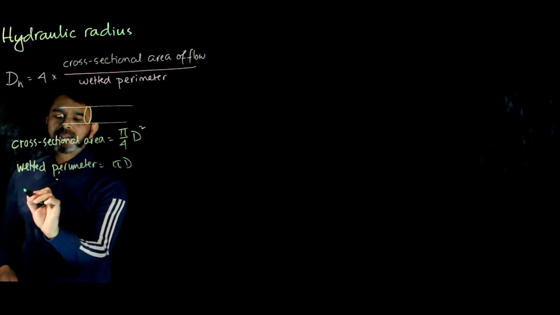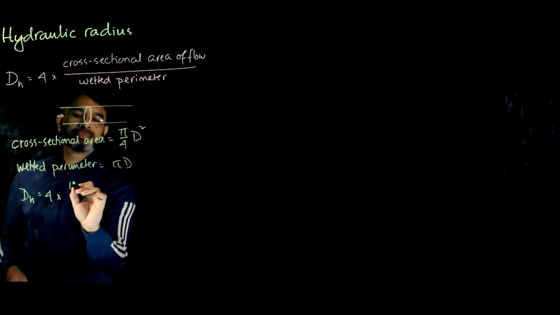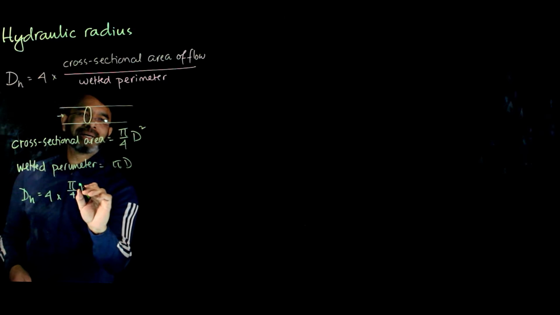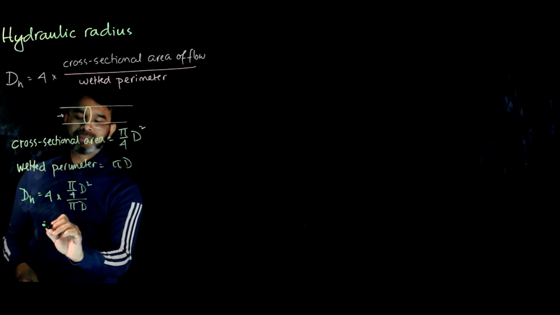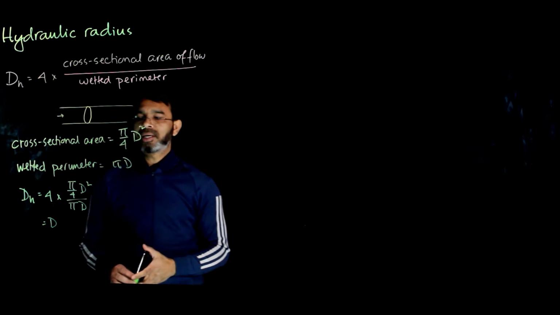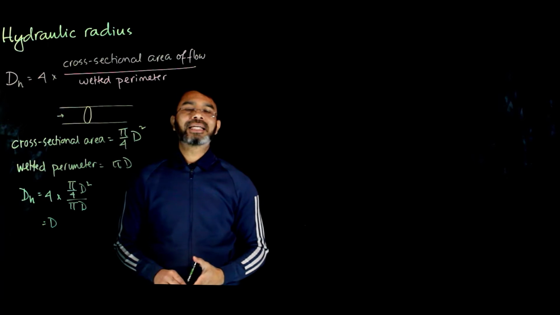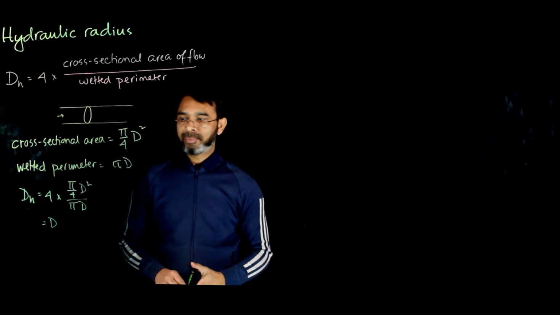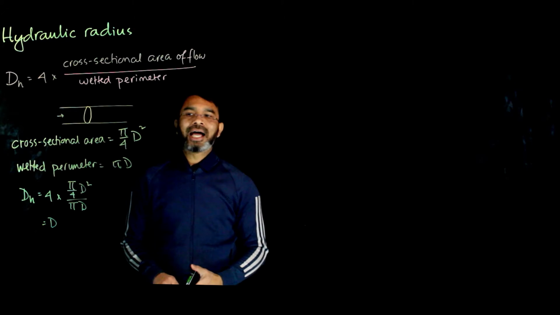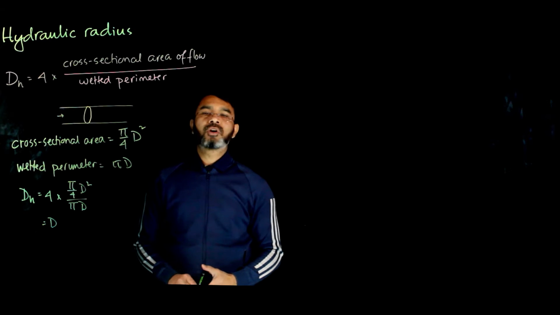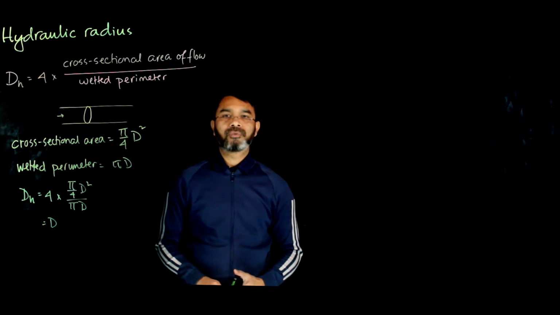So for this pipe, dH becomes 4 times pi over 4 d square over pi d. This becomes d. So this is the diameter of the pipe. For a pipe flow, it's nothing but the diameter of the pipe. This is just to give an example of how to determine the hydraulic radius. Again, this is a misnomer because hydraulic radius is the diameter. Don't get confused with that.